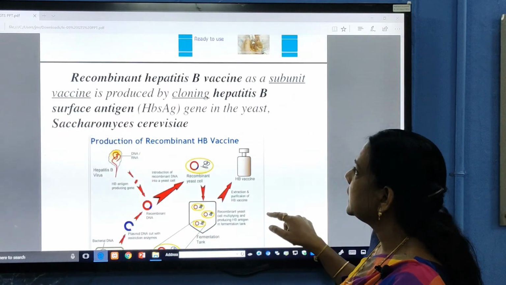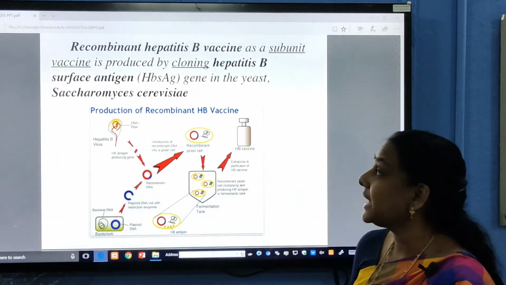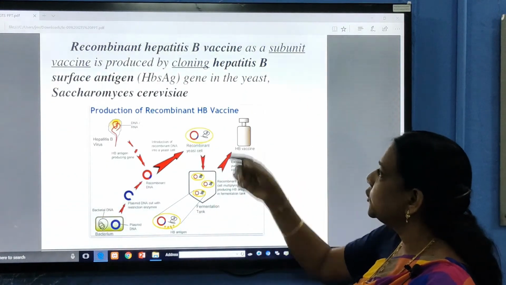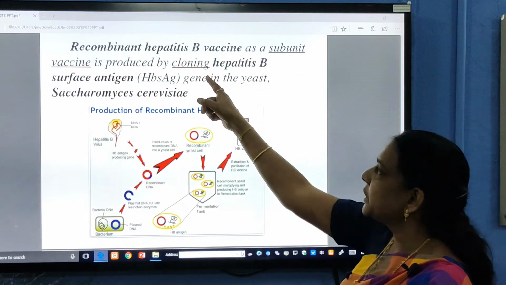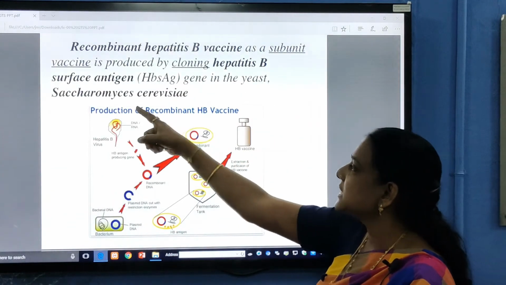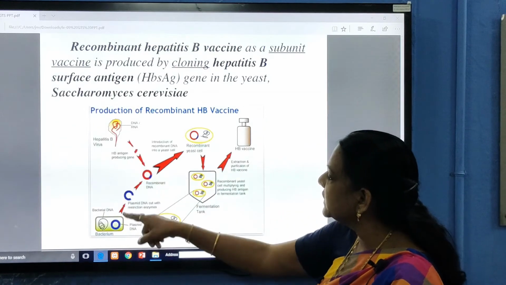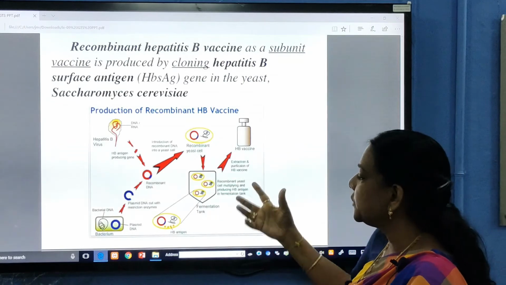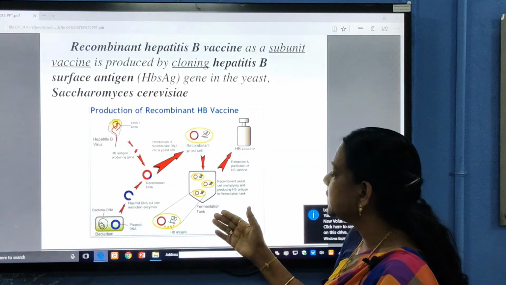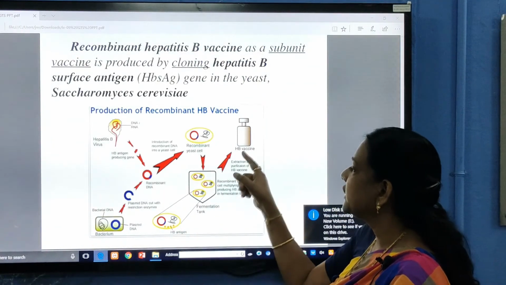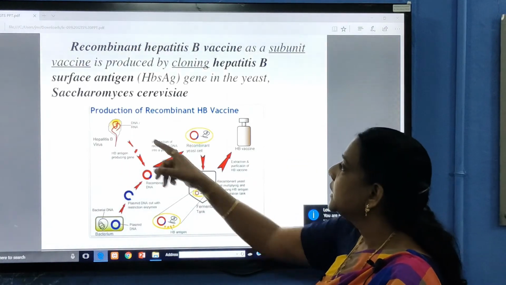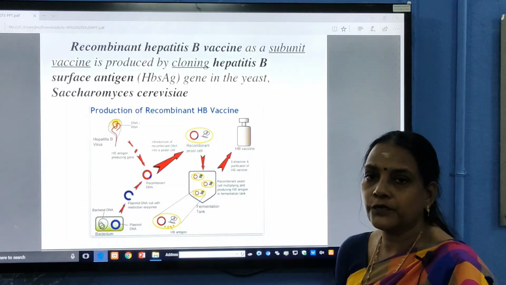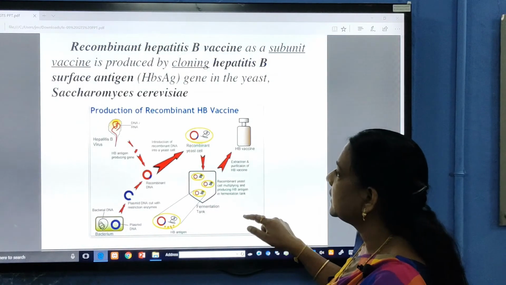Okay, so another example of a subunit vaccine is the recombinant hepatitis B vaccine. It is made by cloning the hepatitis B surface antigen. After cloning, we were able to get multiplications of this. Then it is sent to a fermentation tank, and then it is ready for use, the HB vaccine here. Here also we are using Saccharomyces cerevisiae, the yeast, as an alternative to E. coli. Okay, this is another example.